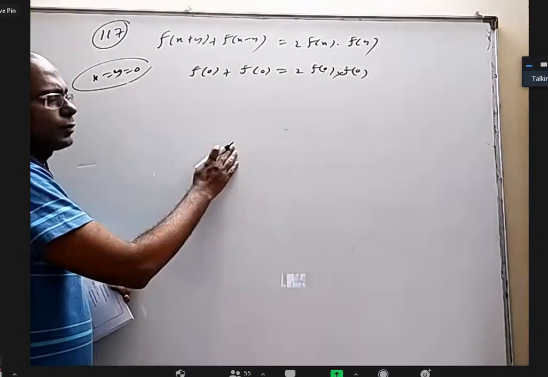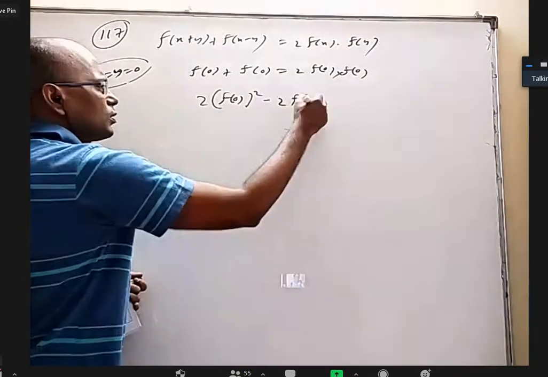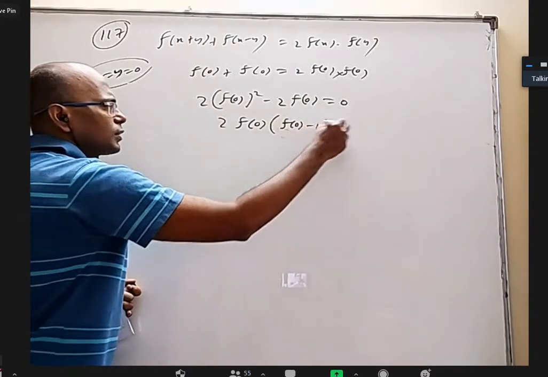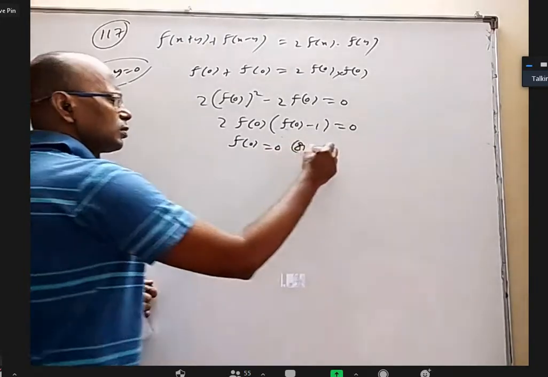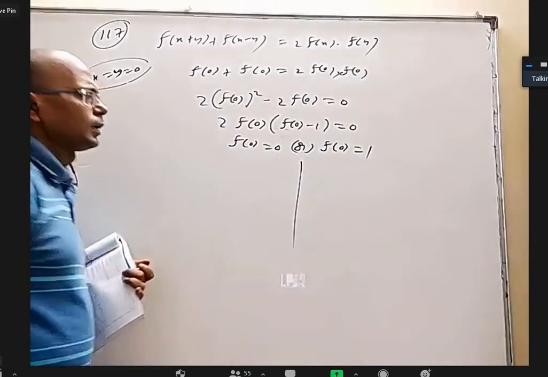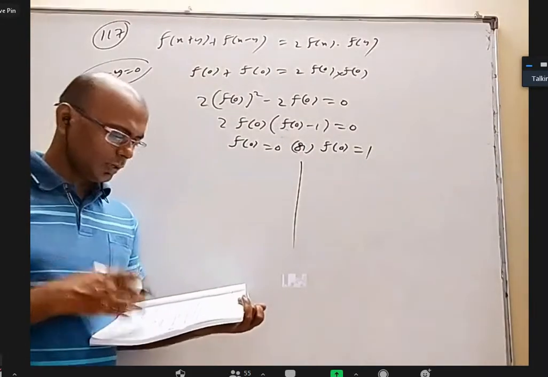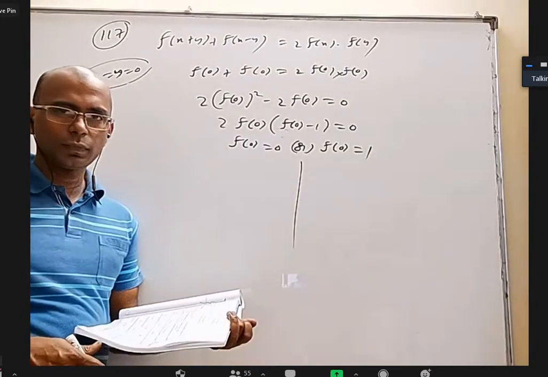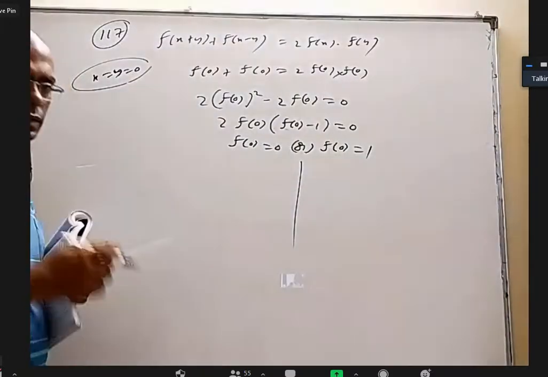Don't cancel f(0). Take everything to one side. You'll get 2 f(0) whole square minus 2 f(0) is 0. If you take 2 f(0) common, you'll get f(0) minus 1. You will get f(0) equal to 0 or f(0) equal to 1. So there are two cases. In the question they specifically mentioned f(0) not equal to 0, because otherwise the cos x example will not work. If f(0) is 0, cos x is not 1, right? Or f(0) will be 1.